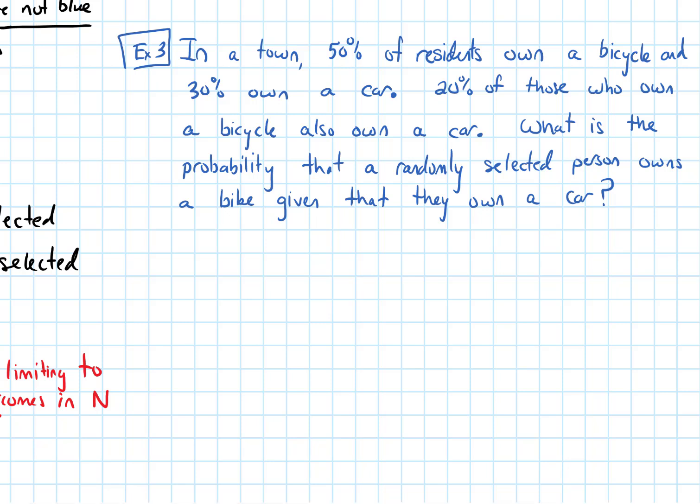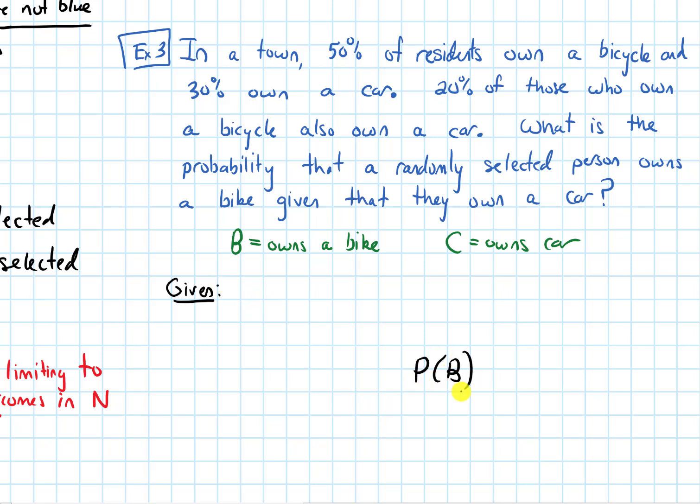Let's start by labeling some events here. So the two events I see are something about owning a bike and something about owning a car. So let B be owns a bike, and let C be owns a car. So let's think about the probabilities that we're given and how I would write those. Are we given P of B, or are we given some conditional probability of something given something? Let me just erase those. But let's think about what we're given and what it is that we're trying to find.